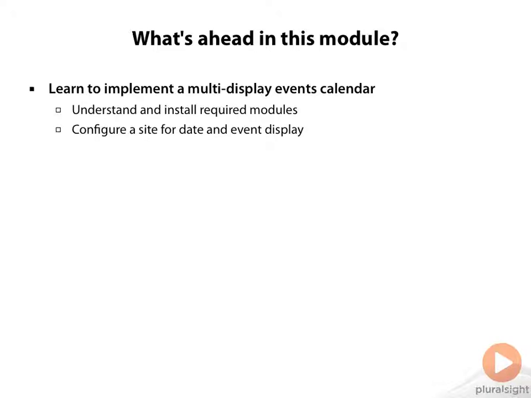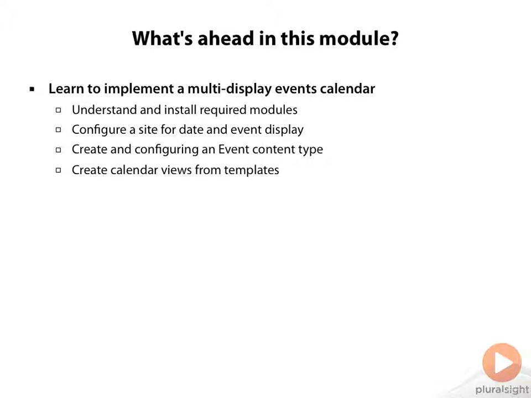We're then going to configure our site for date and event display and see that we only want to enable specific modules that we're actually going to use. We'll then go on to create and configure an event content type that includes a date field, and then create views for our calendars from a set of templates that are also installed with these projects. Last, we'll add and configure a block for calendar display and coordinate its display with the rest of the calendar views.